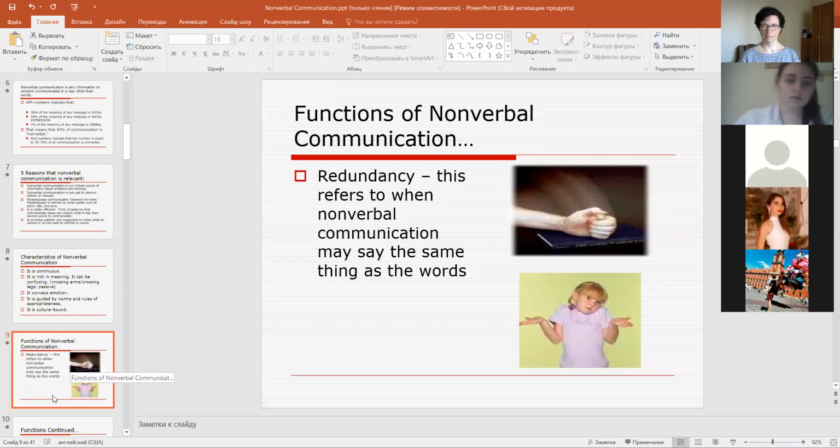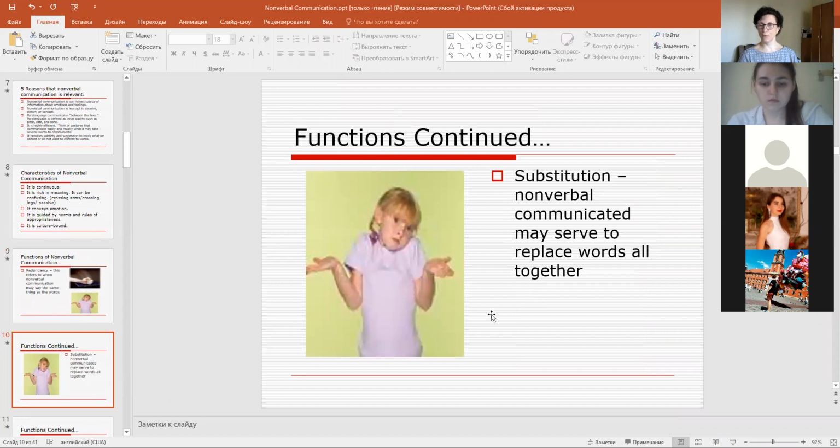Okay, functions of nonverbal communication. Redundancy. This refers to when nonverbal communication may say the same thing as the words. It may be redundant. It may tell you the same.